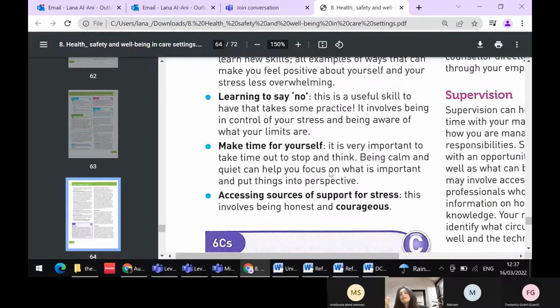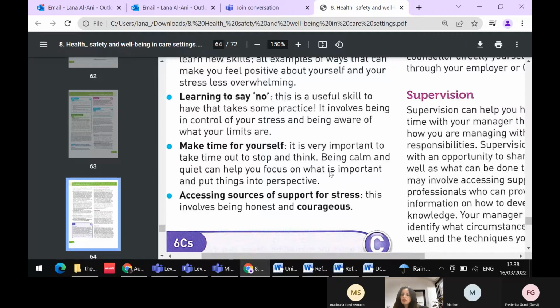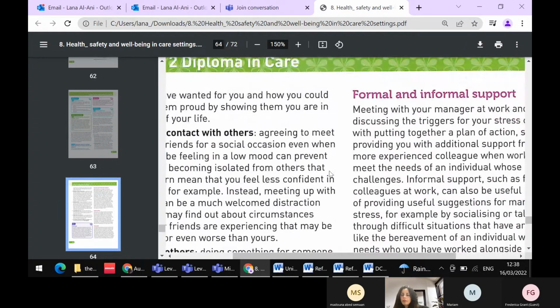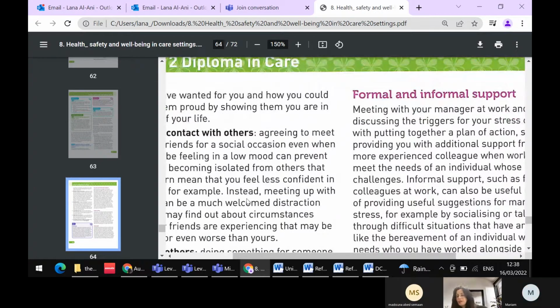And also make some time for yourself. Go and enjoy some activities you like, some hobbies. And also access any support that you can get, any training. There is some training about how to handle your stress. Please ask for it. If you have any stress, ask your supervisor or your manager to provide you with it. Is this clear so far?